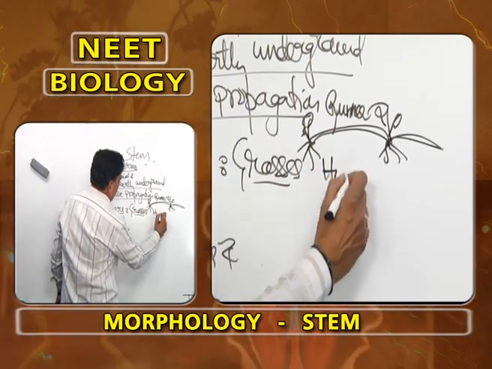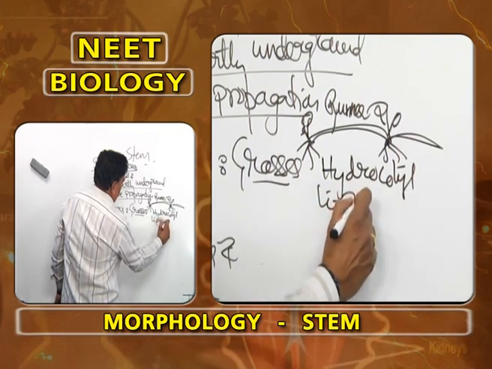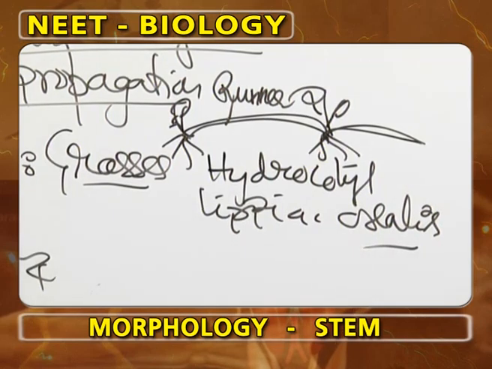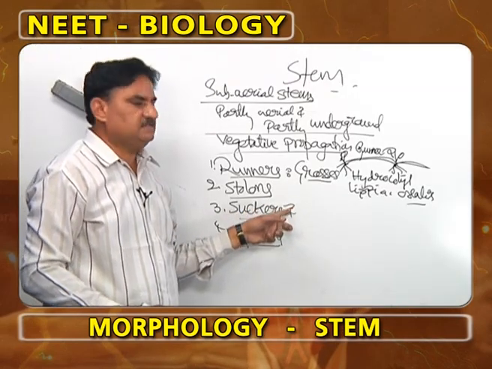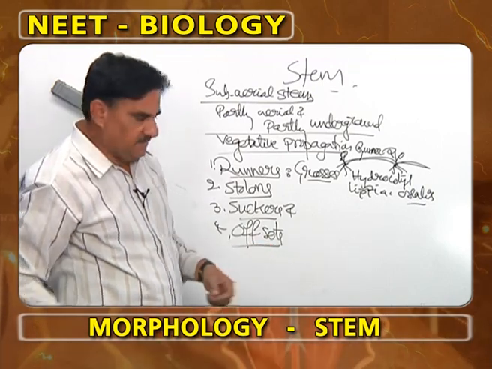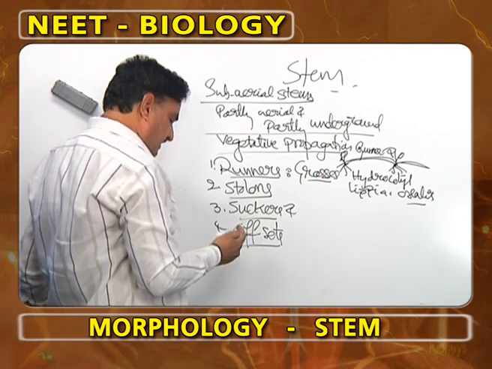Examples: Hydrocotyle, Lippia and Oxalis. Just now we studied about Oxalis. So, Oxalis is a plant with tuberous roots, runners and aerial bulbils. So, Oxalis is an important example.